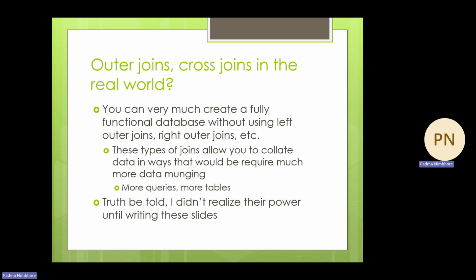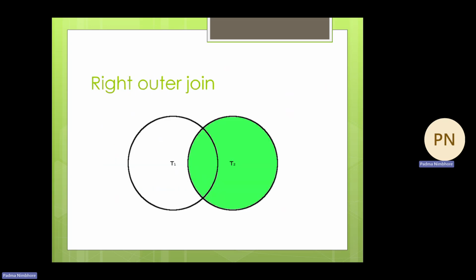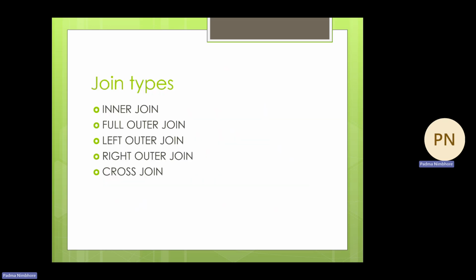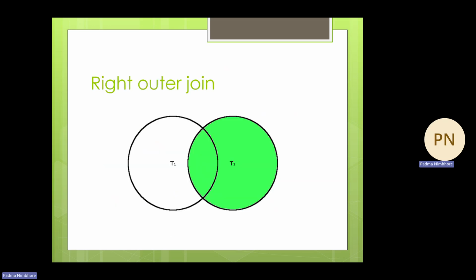Next, the outer join and cross join in the real world. In the outer join you have the right outer join and left outer join, and here you can have inner join, full outer join, left outer join, right outer join, and then cross join. Okay, so the full outer join that we are considering here includes all information from table 1 as well as from table 2, right?